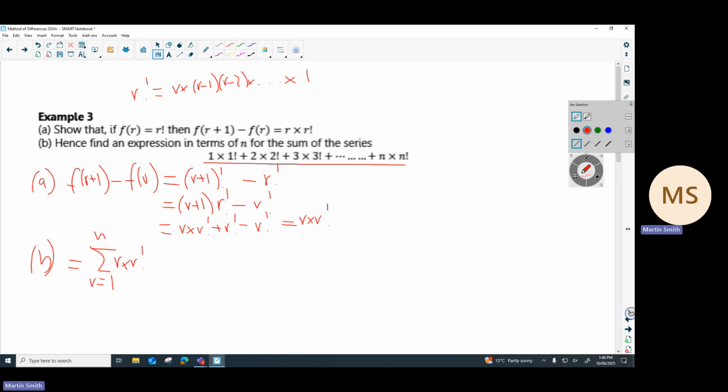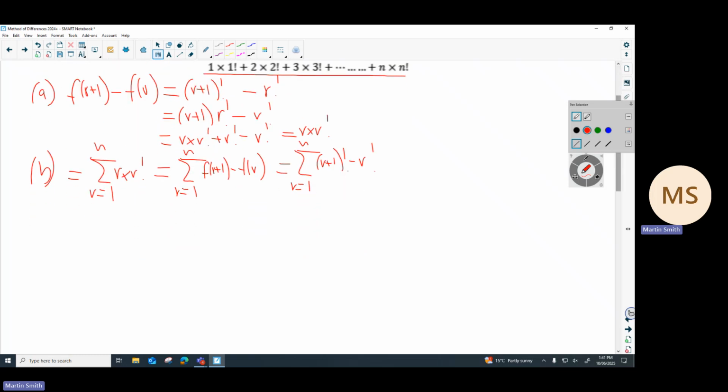Now, to find the series for this, it's not a standard polynomial or anything. I'm going to try to use the method of differences. I am now going to use part A. So this is the same as the sum from r is 1 to n of f of r plus 1 minus f of r, which means the sum from r is 1 to n of r plus 1 factorial minus r factorial. And that's a candidate for using the method of differences because it's been written as the difference of two simpler expressions.